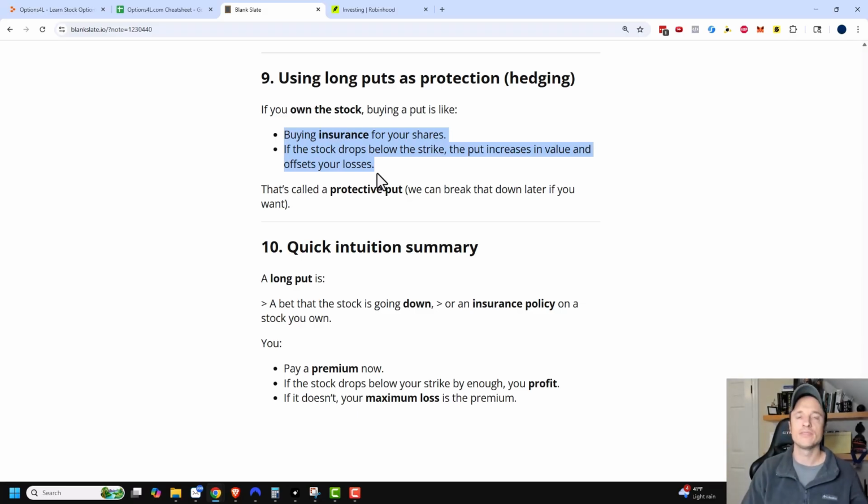So in our example, we have the $95 strike price. We paid that $3 premium, so our break-even is $92. And we have 100 shares of the stock. If the stock drops to $90, then we'll collect $2 in profit per share from our put option, even though we lost $2 per share on our stock. And so it functions like insurance.